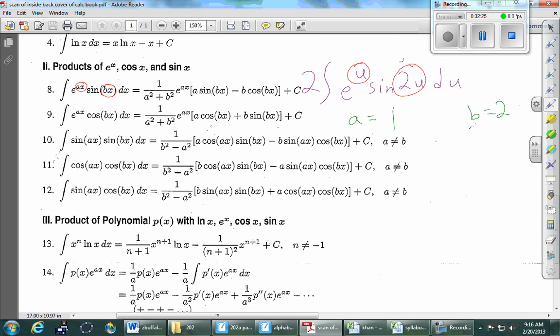Okay, so let's just talk about our answer here. 1 over how much? 1 over 5, e to the u. And then in the front here, it's supposed to be a sine of bx. That becomes 1 sine of 2u minus 2 cosine of 2u plus c. And we're done, except for just changing everything back into whatever u was. I guess it was the square root of x.